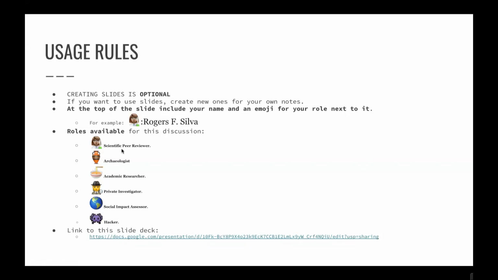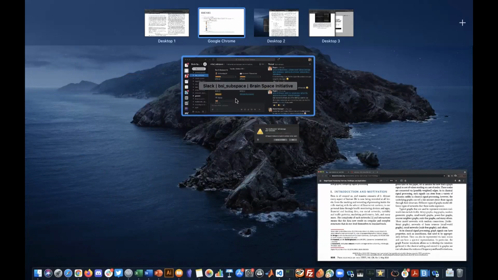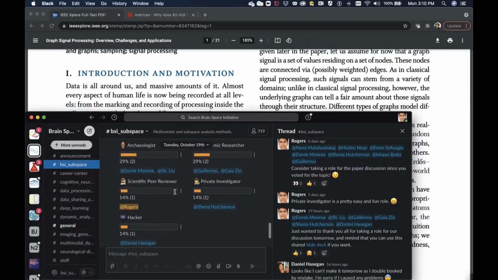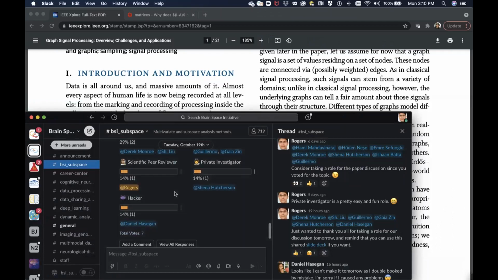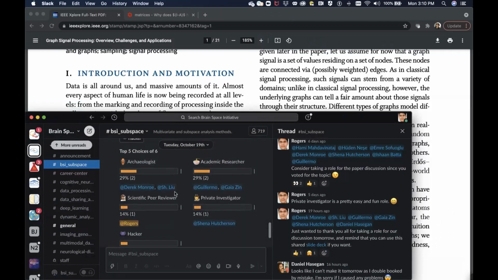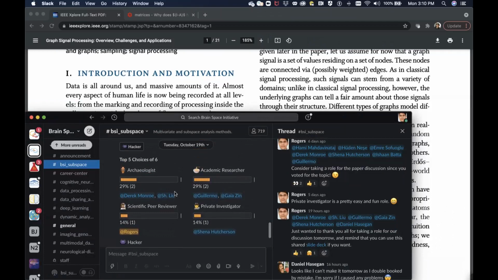I'll be the scientific peer reviewer. Remind me, who's doing the archaeologist? I think we have 2 people doing the archaeologist. I'm one of the archaeologists. Good, Derek. And we also are going to have the academic researcher, and that's going to be Gaia and Guillermo, presenting that role. And we also have a private investigator presented by Shanna.